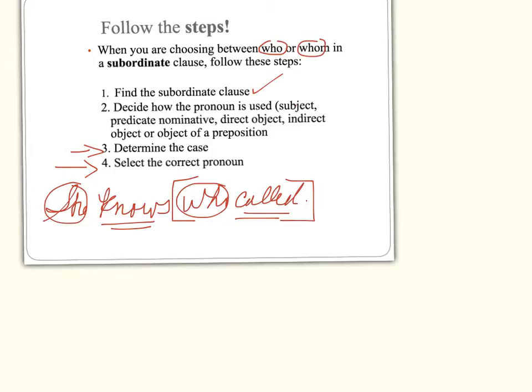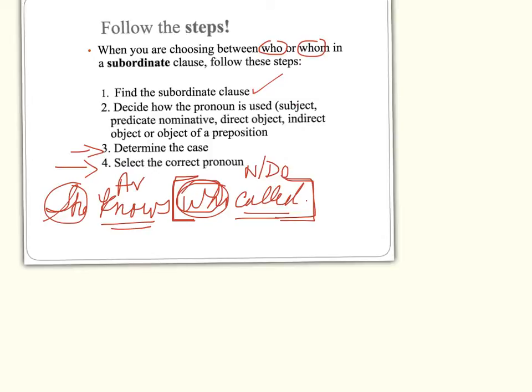But let's extend our thinking further. Knows is an action verb. Knows what? Knows who called. The noun clause itself is acting as a direct object. Following the steps is important because you need to first isolate that clause and determine the function of your pronoun inside the clause. Then you can determine what the clause is doing.